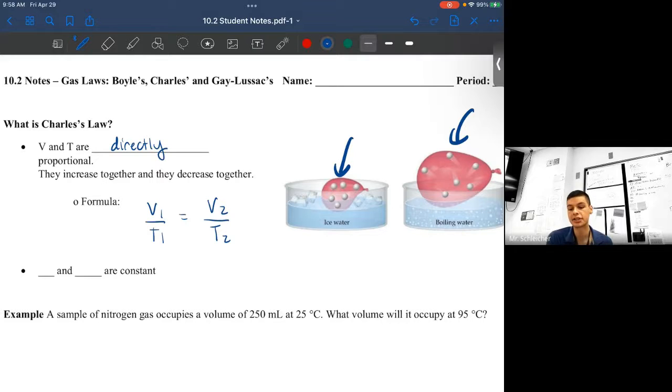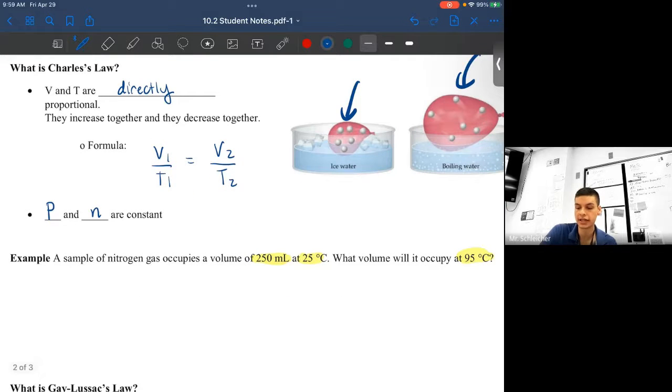So whenever we're looking at Charles's law, we tend to keep pressure and number of moles of gas constant. We're assuming those don't really change. So let's look at an example of this. A sample of nitrogen gas occupies a volume of 250 milliliters at 25 degrees Celsius. What volume will it occupy at 95 degrees Celsius? Okay, so I do have all of these things here. And let's see, I know I'm going to use Charles's law because I'm talking about volume and temperature. And I can just kind of list out all of my variables.